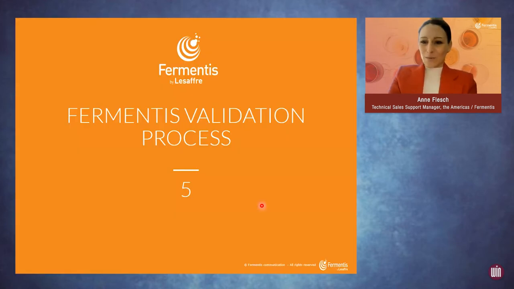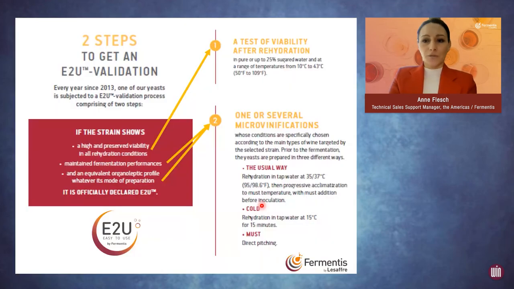All right, so this was a little bit about how we produce yeast and high-quality active dry yeast. How about the Fermentis validation process for the easy-to-use certification? Before we guarantee that you can use our yeast in a flexible way, we do what we call a two-step validation process. And this validation process has the objective to show three things.